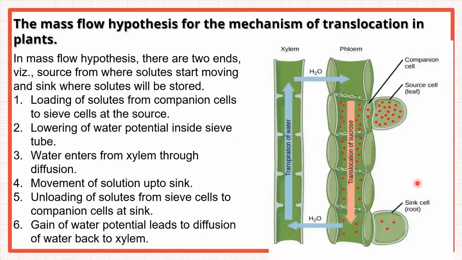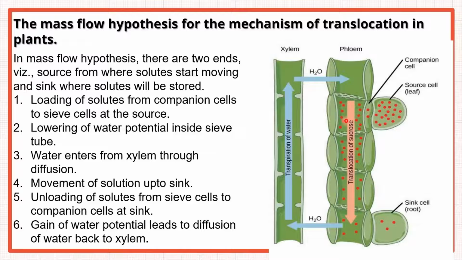If you're talking about the mass flow hypothesis, this is just a recap. In the mass flow hypothesis, we know there are two ends: we have the source end and we have the sink end. If you look at this diagram, they've shown you the source cell, which is the leaf, and this is the sink end, which is the root. So the loading of these solutes from the companion cells, these are the companion cells, will take place at the source end.